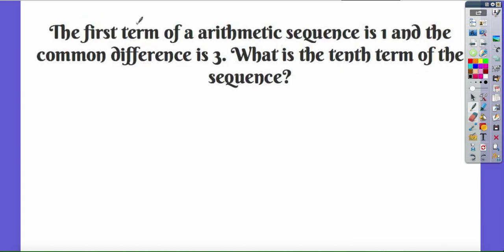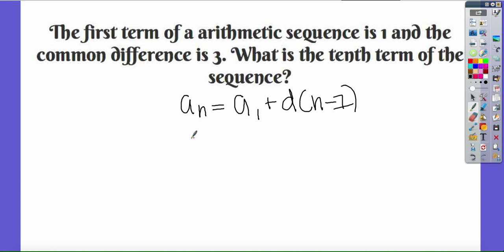A couple more examples. If the first term of the arithmetic sequence is 1 and the common difference is 3, what is the 10th term of the sequence? So first we need to write the explicit formula. So a sub n equals a sub 1 plus d times n minus 1. If I want to write the formula, they tell me what I need to know. They tell me that the first term is 1 and the common difference is 3. So this would be a sub n equals 1 plus 3 times n minus 1.